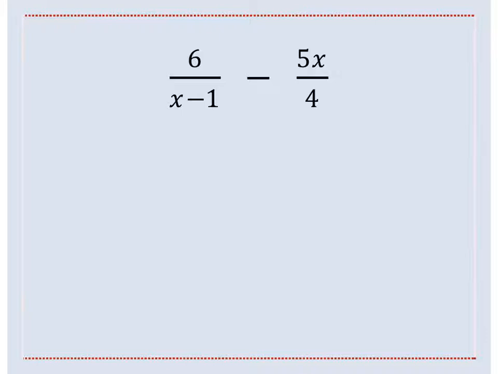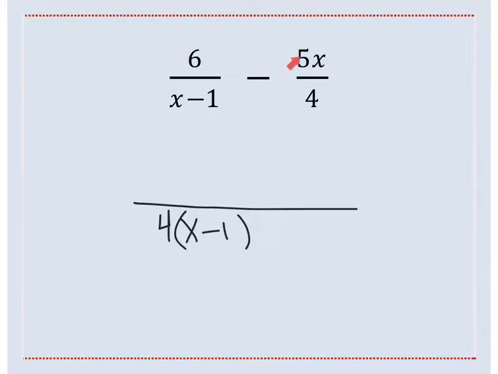So we're going to do it again. My denominator has an x minus 1, and it has a 4. So my least common denominator is x minus 1 times 4. Now, one of the different things for this problem is this minus sign. If you have a minus sign, the easiest thing to do is to distribute it to everything after the minus sign on the numerator.